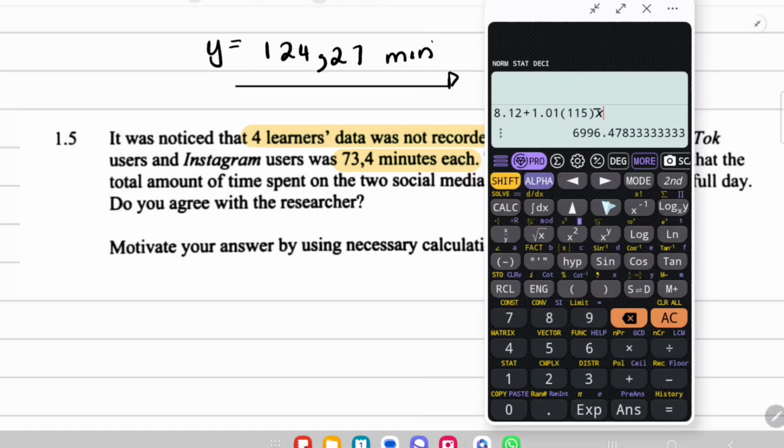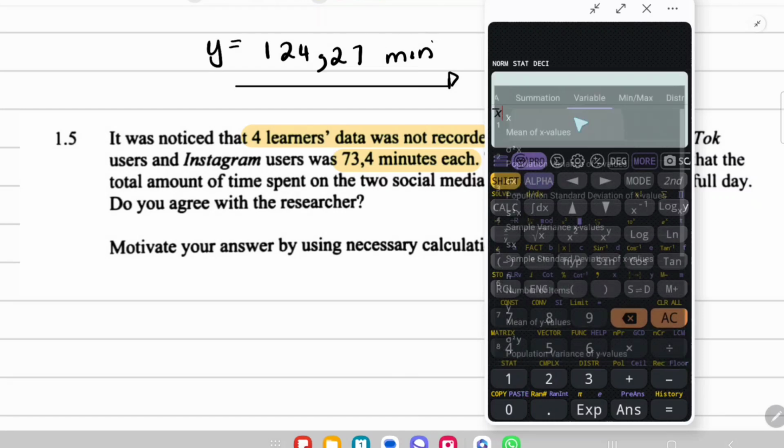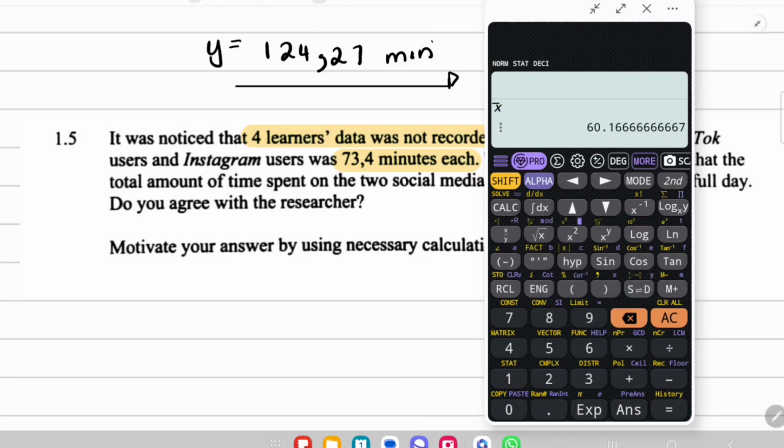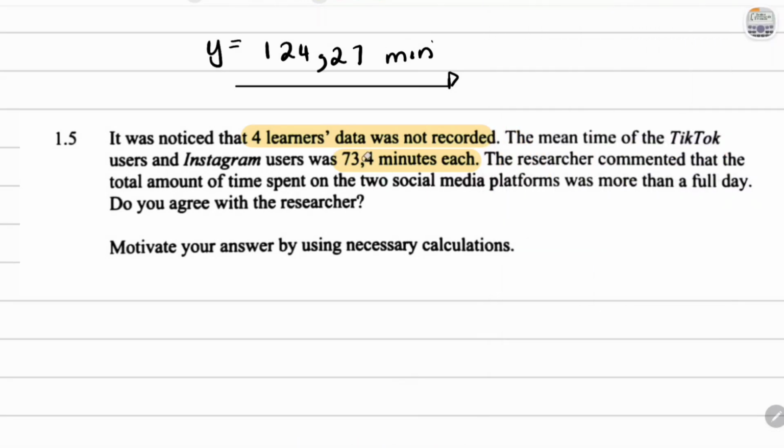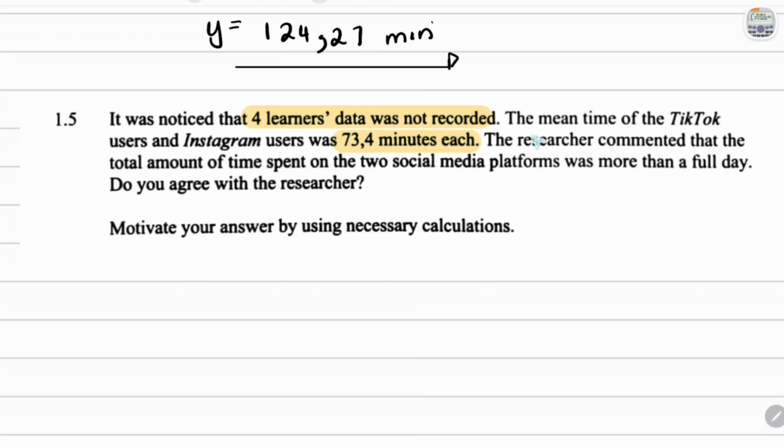And yeah, my calculator always does this. So I kind of have to delete everything there first before I can actually get that. So our mean here, Shift 1, and I need to go to that, is this. Okay, 60 point. So yeah, definitely this is a new mean. I was just trying to make sure. So this mean, right, is the new mean they found after they recorded the 4 learners that they forgot to include. Okay, and what they tell us is that the mean time for TikTok and Instagram users was this each.